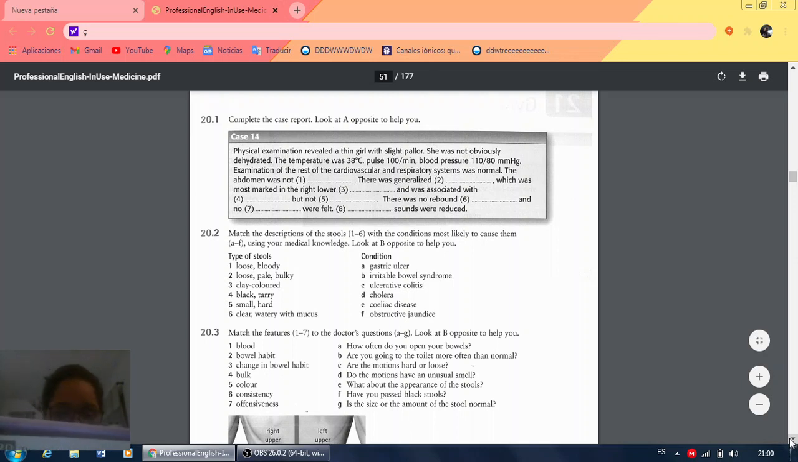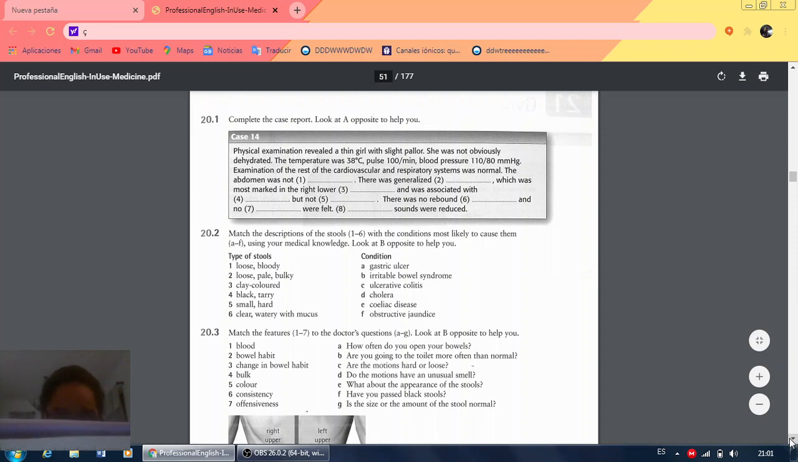Gallbladder, ulcerative colitis, constrictive disease, clay color, obstructive jaundice. Small bowel, gastric ulcers, clean water, damage. What are the factors to the doctor qualified to be the opposite to help you?